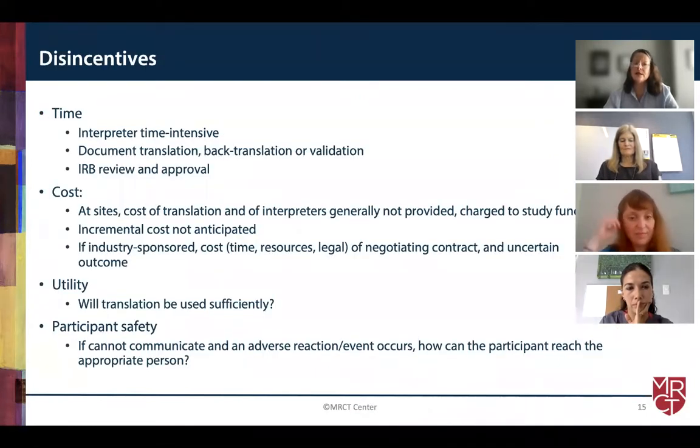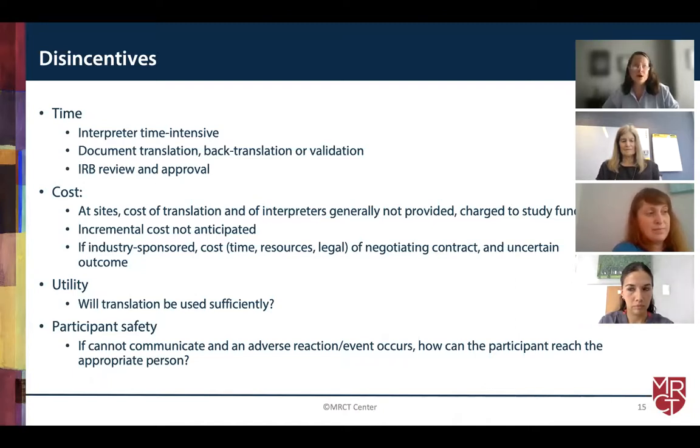So what are the disincentives? Obviously, time. It takes a lot longer to do a consent with an interpreter and to find them and schedule them, etc. Document translation, back translation, or validation is also time consuming. And then, at least in the US, we have an expectation that we send those in for review and approval, which takes additional time. There's obviously costs involved, cost of the translation and interpreter. Those incremental costs are often not anticipated, and often, it's not clear who should be paying for them, and it becomes a negotiation.